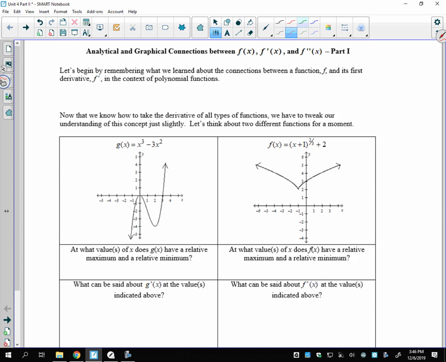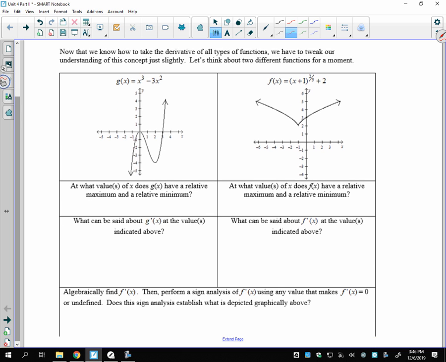So now that we know how to take the derivative of all types of functions, we have to tweak our understanding of this concept. Oh, wait, what was the concept? Well, remember that we talked about when a derivative equals 0, it has a horizontal tangent, and when it is positive, it's increasing, right? So we just want to connect these. So notice this is a polynomial function. It's a smooth curve, no sharp corners, nothing crazy happening.